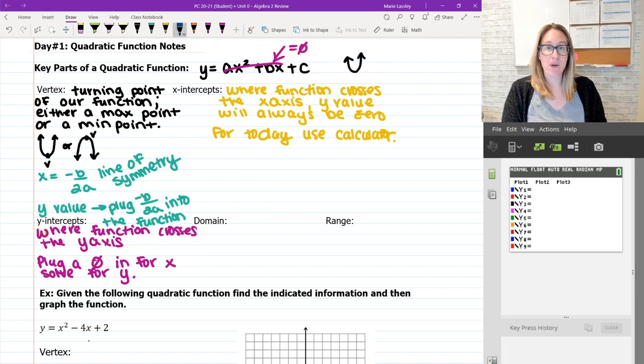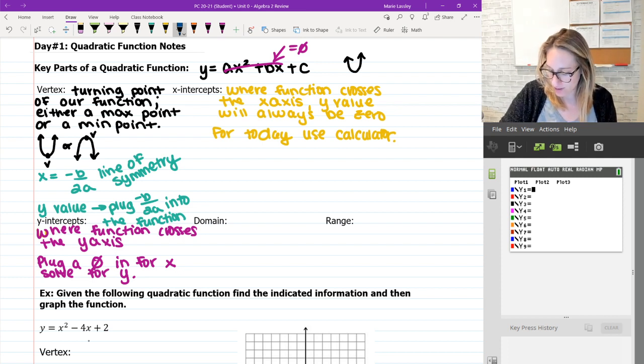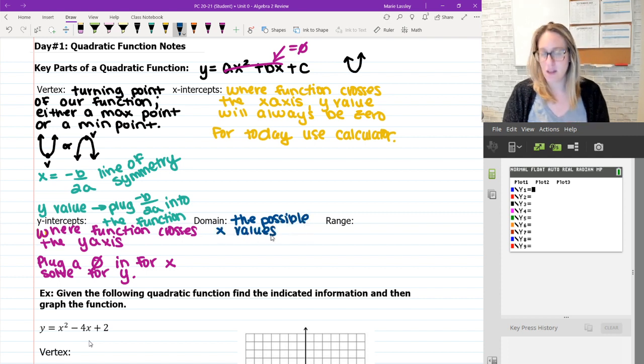All right, moving right along. We're going into domain and range. A lot of times students have a hard time with what is domain and what is range. Just think of it this way: domain is what your x values can be. It's what you're allowed to plug into the equation. These are the possible x values, what you're allowed to put into the function.